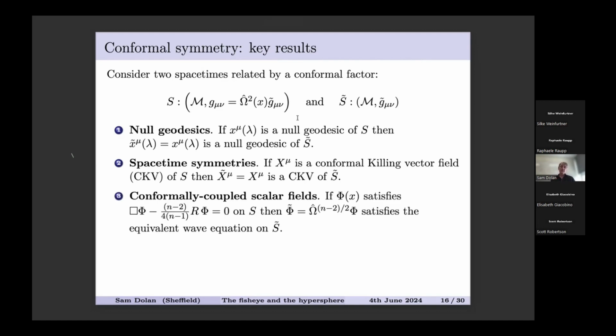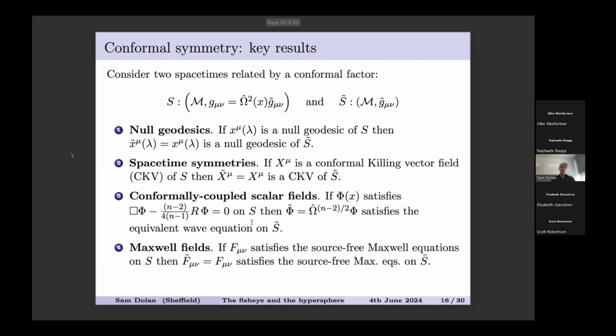Now we come to fields. For scalar fields, if the field satisfies a conformally coupled scalar field equation on one spacetime, then it does so on the other spacetime too, with some straightforward relationship between the fields just involving the conformal factor, or some power of the conformal factor.